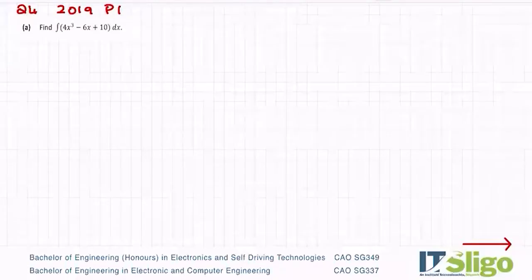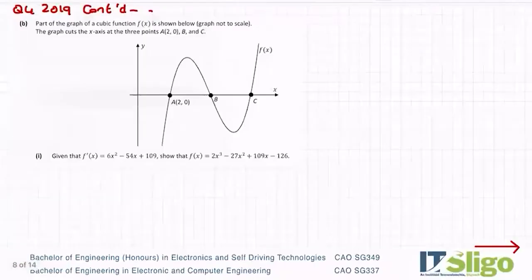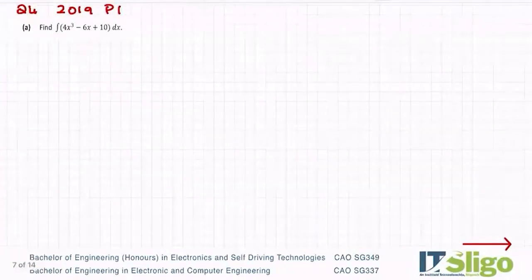Right, question 4, 2019, a little integration and algebra question. Find the integral of 4x cubed minus 6x plus 10 dx. Okay, so let's integrate. So how do you integrate?